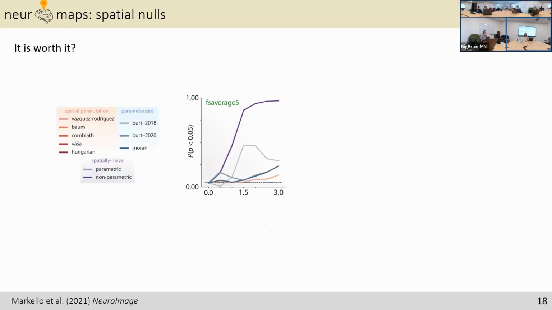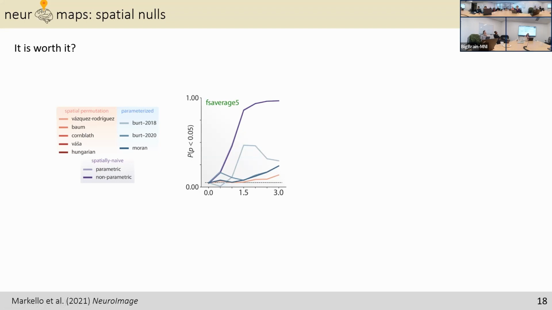So the question is, is it worth it? I just want to show here the false positive rate that we obtain with these null models, which I showed earlier during this presentation. The spatially naive line here shows that if you have spatially intercorrelated brain maps, you almost have a false positive rate of 1, in the sense that all of your correlations are going to be deemed significant, even though they're not. But if we use those null models, we can see that it's not as bad as it used to be.